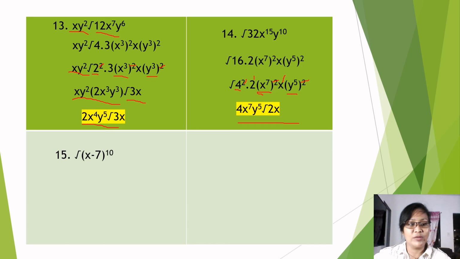Number 15, we have square root of x minus 7 raised to the 10th power. So in here, this is very easy. We just think of the factor of the exponent outside the radicand. So the index is 2, so 10 divided by 2 is 5. Therefore, we have this: square root of x minus 7 to the 5th power raised to 2. Then, extract the root. So just cancel 2 and the radical sign. Therefore, our final answer is x minus 7 to the 5th power.